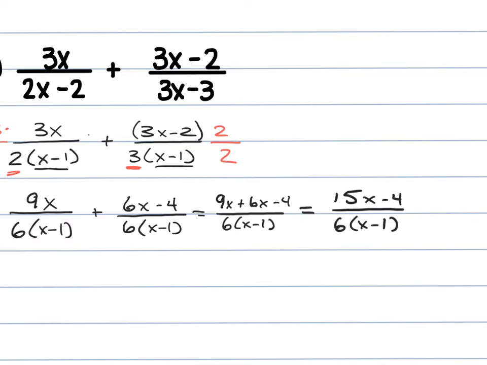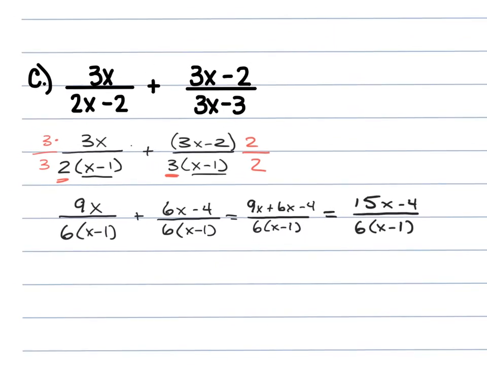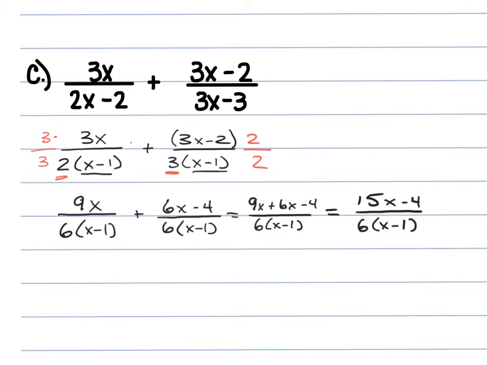So I don't see anything that's going to cancel. That 15x minus 4 doesn't have a common factor. It's not the difference of two squares. Nothing I can factor out of there. So it looks like we're pretty much done here. I just need to find out where it's undefined. How do I do that?